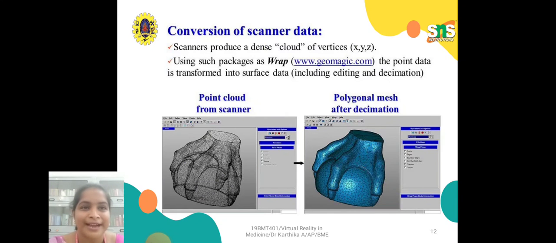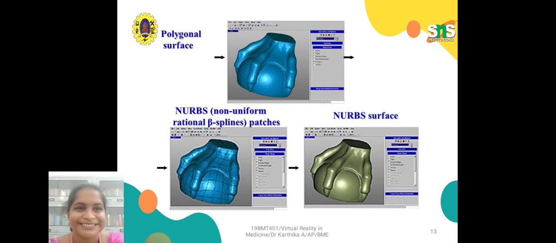See the conversion of scanner data. Here the scanners produce a dense cloud of vertices x, y, z. Using packages such as Wrap, the point data is transformed into surface data, including editing and decimation. Here we have the point cloud from the scanner and the polygonal mesh after decimation. See the difference. See the perfect match. Here we have an example polygon surface, and we have non-uniform rational beta spline patches, and we have the NURBS surface at last.